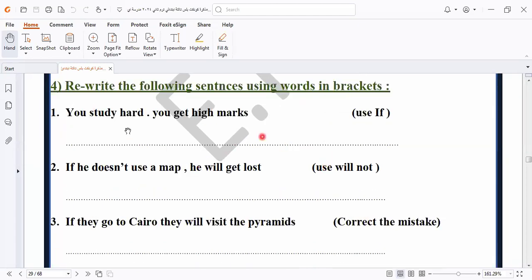Here we have a sentence that teachers always say when explaining the if conditional. They can say, if you study hard, you will succeed. If you study hard, you will get high marks. This sentence is the same as we learned previously, as we learned the if conditional in our schools.